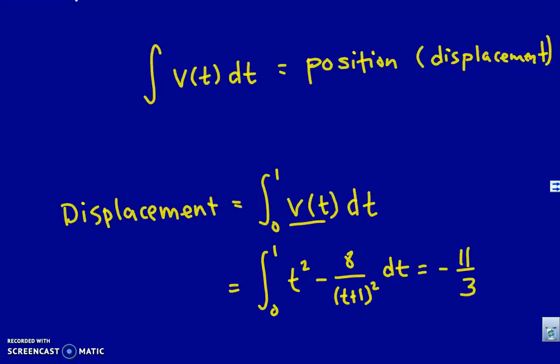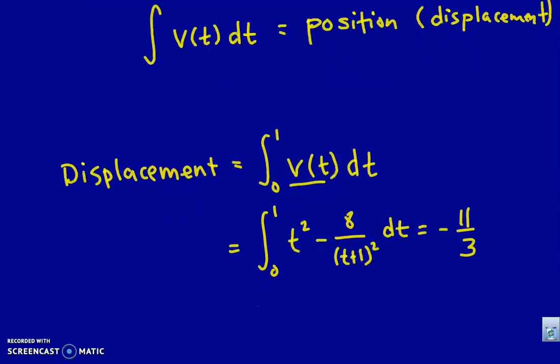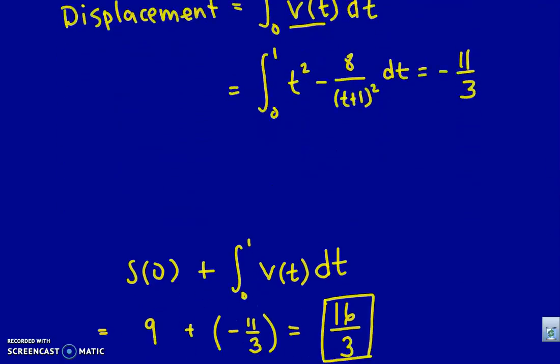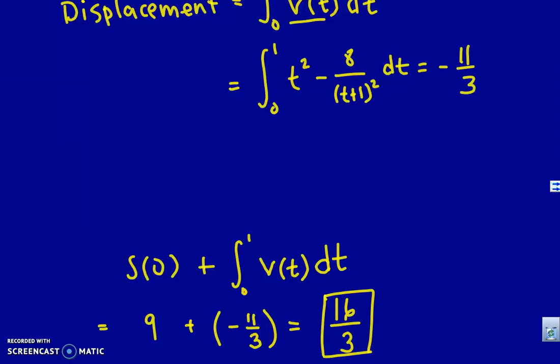But that's not the answer, and you can see that the answer is showing 16 over 3, and that is because we can't forget that initial condition, or that starting position, so we have to add 9 to that. So in other words, s of 0 plus the integral from 0 to 1 of v of t dt is what's going to give us the final answer. So 9 plus negative 11 over 3 is what gives us the final answer.